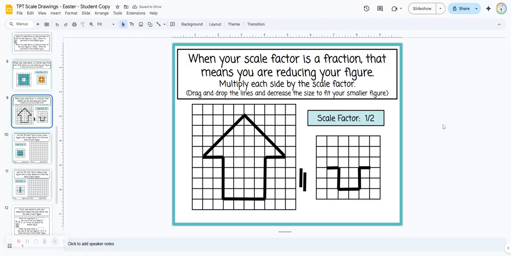Now we get to the diagonal pieces. Well, we want to find out where the tip of the arrow is going to be. So if we count down from the bottom, 1, 2, 3, 4, 5, 6, 7, 8. We have 8 units from the bottom. If we divide by 2, it's now going to be 4 units from the bottom. 1, 2, 3, 4. So the tip of our arrow will be right here. So all we need to do is just connect those pieces. And there we get the same shape, same arrow, but 1/2 the size of the original.